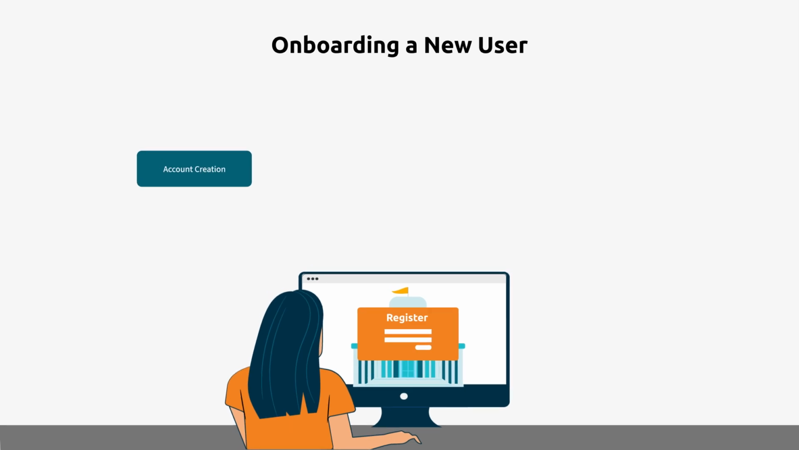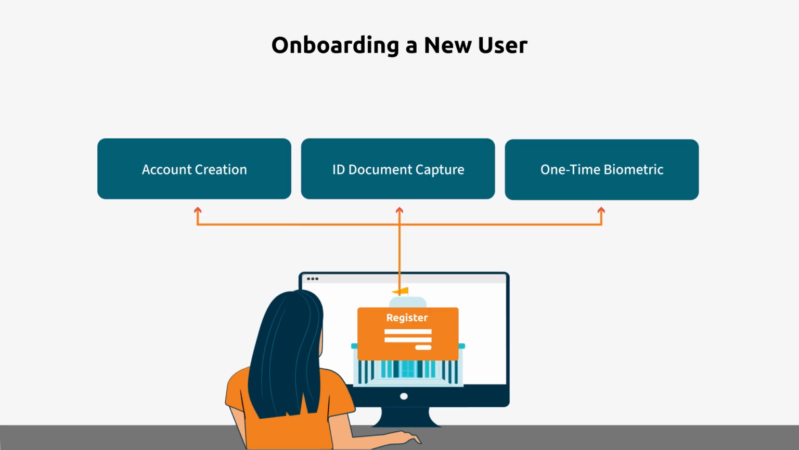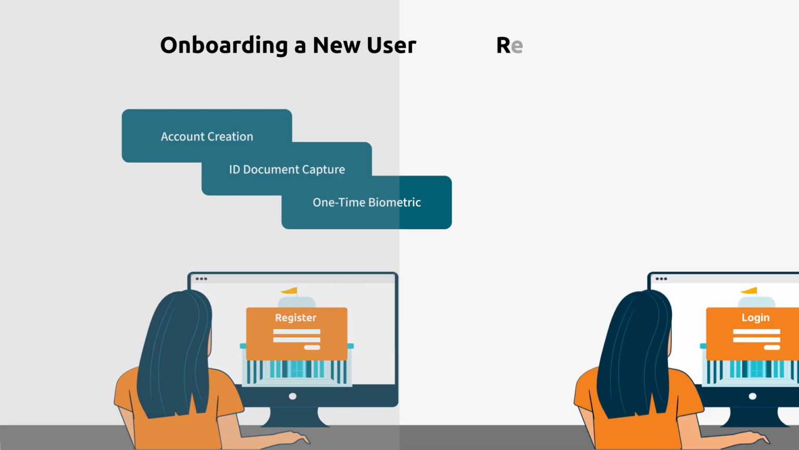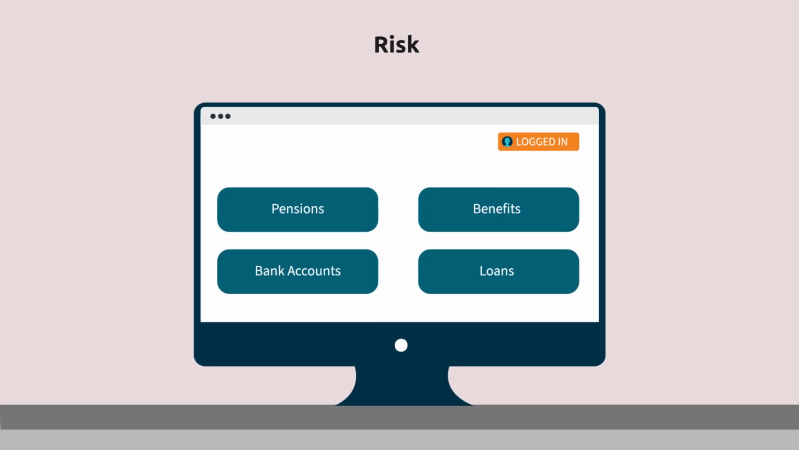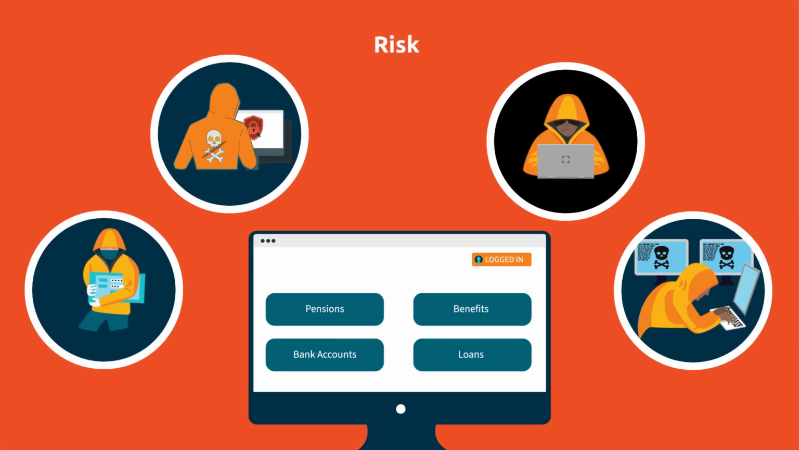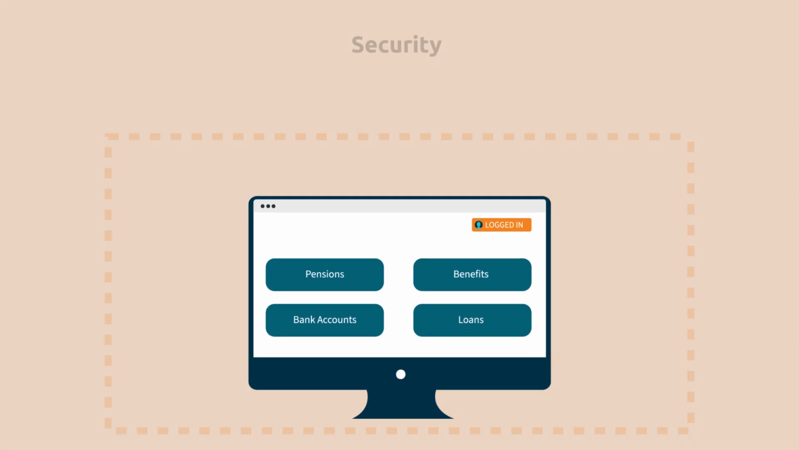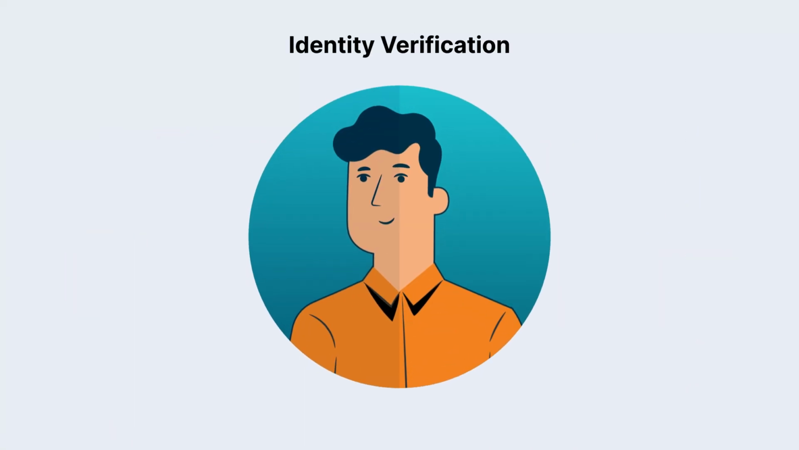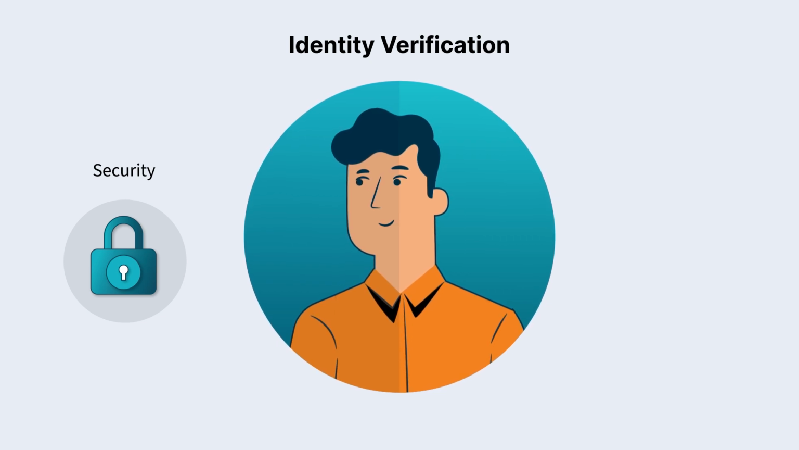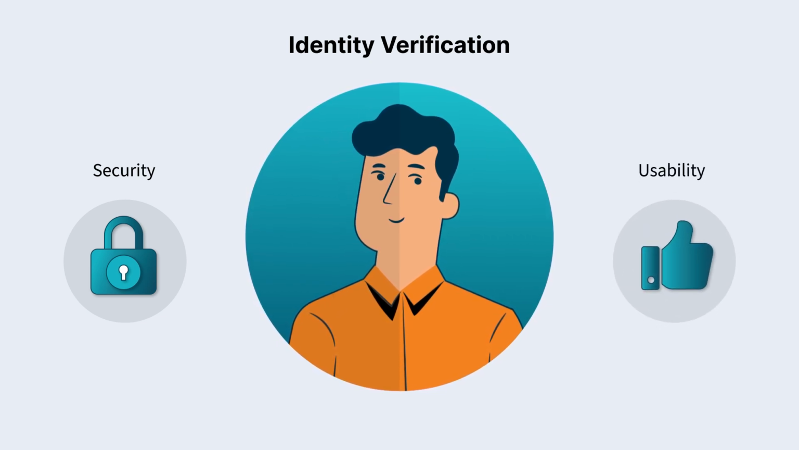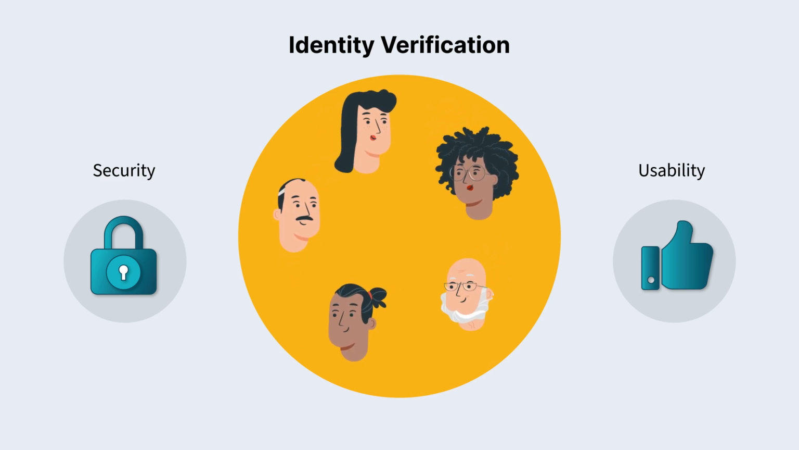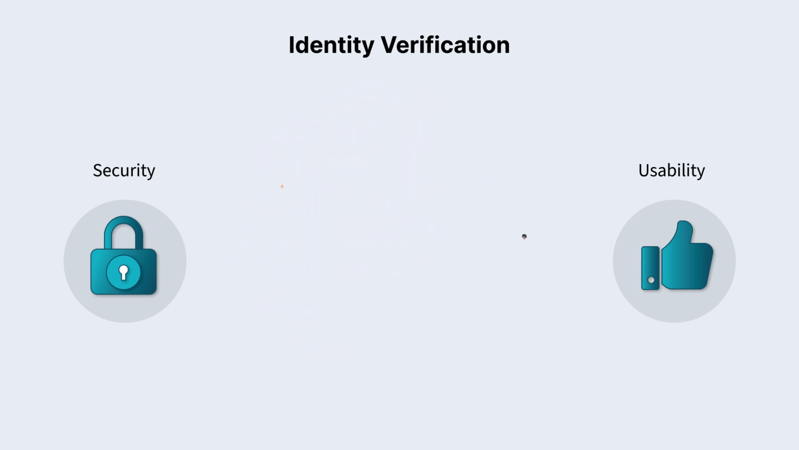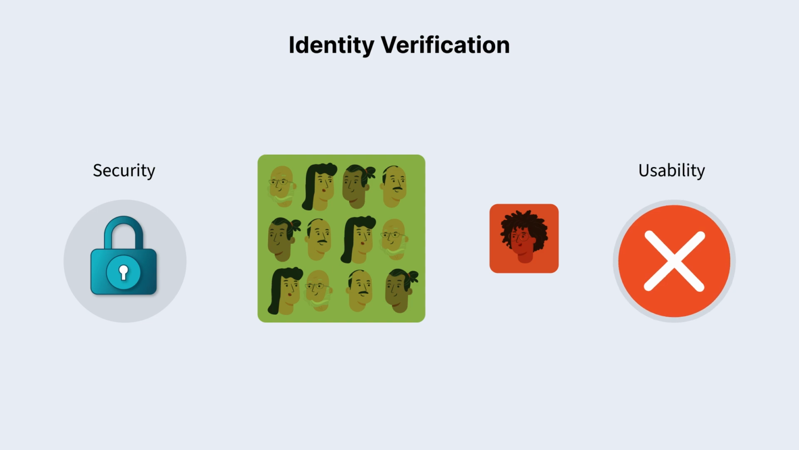Activity matters. Organizations may need greater security levels depending on the activity, for example, onboarding a new user versus authenticating a returning user. Risk matters. Providing remote access to activities that can be monetized by criminals raises your risk level and your security requirements. Security requirements may vary depending on the activity, but usability and inclusivity must always remain high. Your identity verification methods must be device agnostic and perform irrespective of age, gender, cognitive ability, or skin tone. Otherwise, you exclude a portion of your user base.